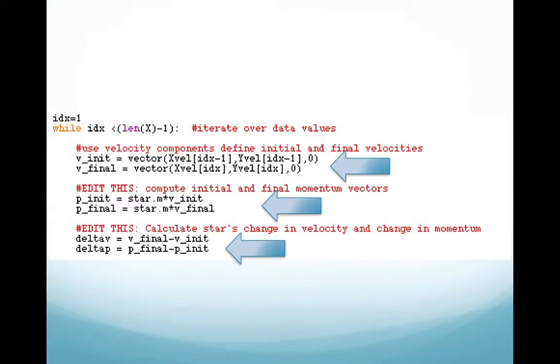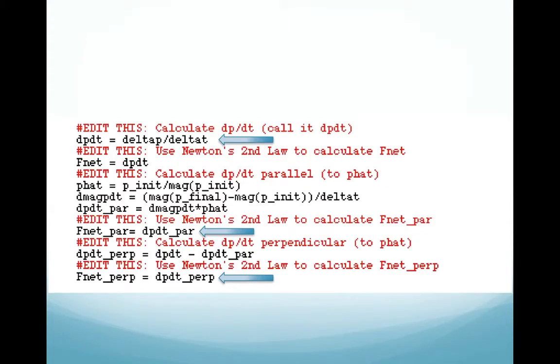Next, I put in code that would find the x and y components of velocity. And after, the code was manipulated to find the change in velocity and change in momentum. After that, dp dt was found by using delta p divided by delta t. And then we set F net equal to dp dt. From there, we differentiate the different types of F net and dp dt with the parallel and perpendicular components, all by using Newton's second law.